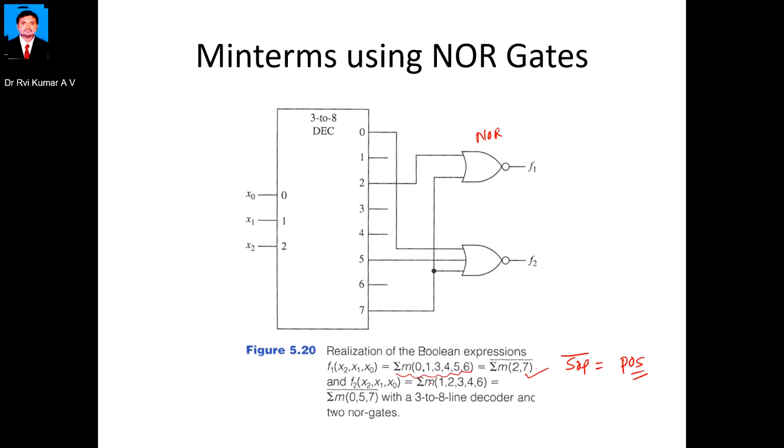This expression I can implement by using a NOR gate. Similarly, I'll take 1, 2, 3, 4, 6. So this is your SOP expression. The complement of this, 0, 5 and 7, I can take and connect to the NOR gate. So this I get as the POS equation. Remember, as we know, we implemented SOP using the OR gate, and to implement the POS expression I am using a NOR gate.